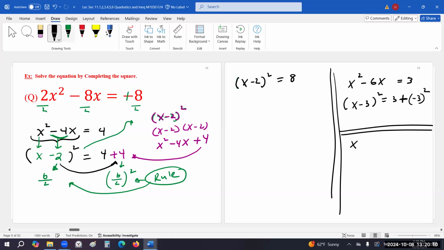Let's say you have x squared minus 5x equals 7. X minus 5 over 2, because you're dividing 5 by 2. And what do you add on the other side? 25 over 4. So 5 over 2 squared. So that's the rule. You add without the square inside, but you add with the square outside. But you have to add on the other side of the equal sign.